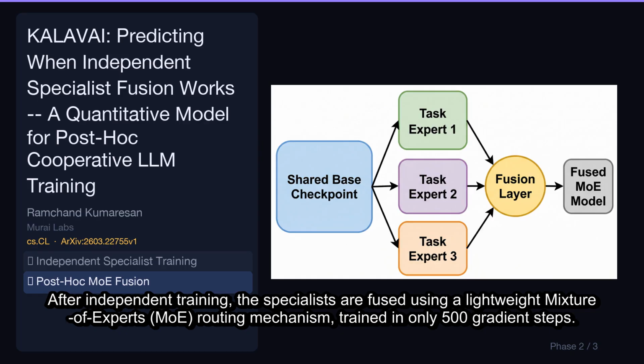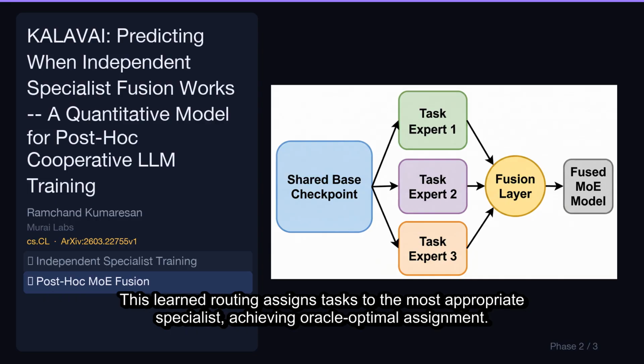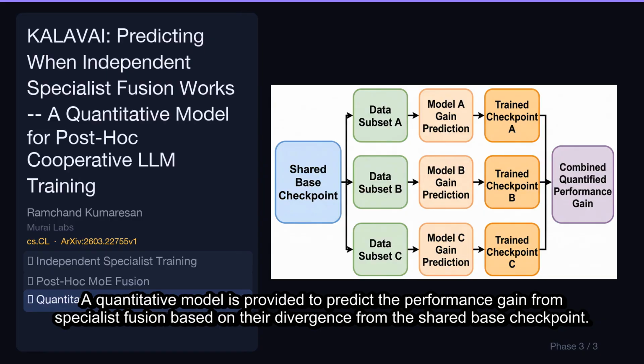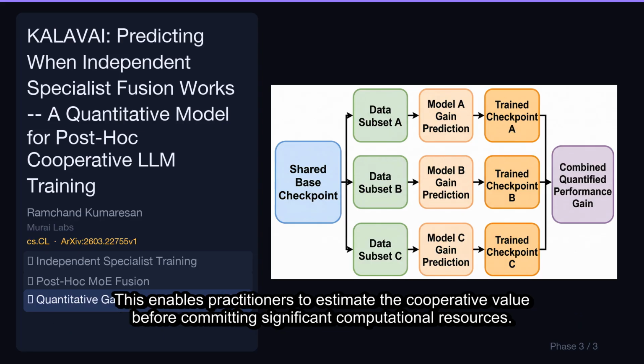After independent training, the specialists are fused using a lightweight mixture of experts, routing mechanism, trained in only 500 gradient steps. This learned routing assigns tasks to the most appropriate specialist, achieving Oracle optimal assignment. A quantitative model is provided to predict the performance gain from specialist fusion based on their divergence from the shared base checkpoint. This enables practitioners to estimate the cooperative value before committing significant computational resources.